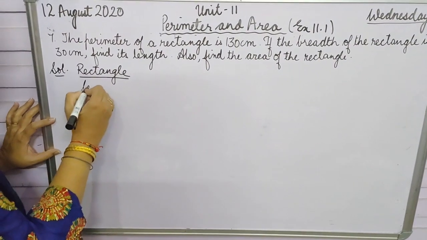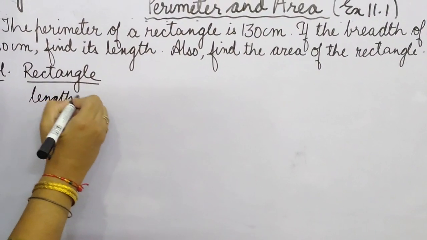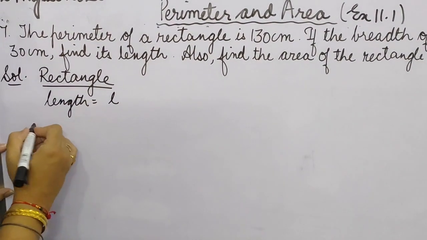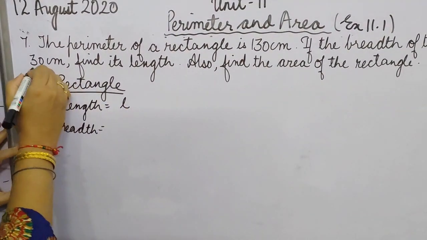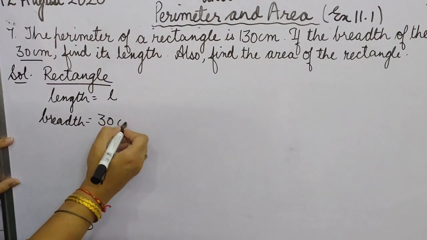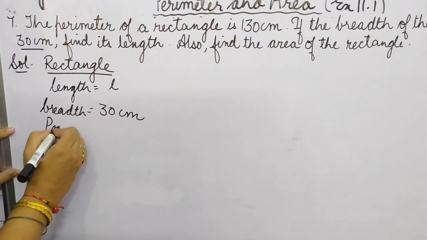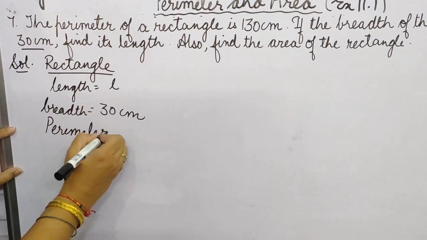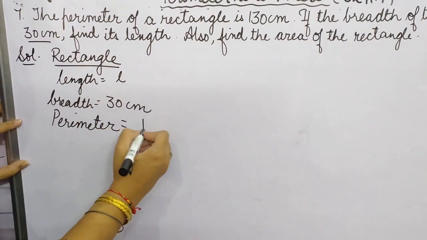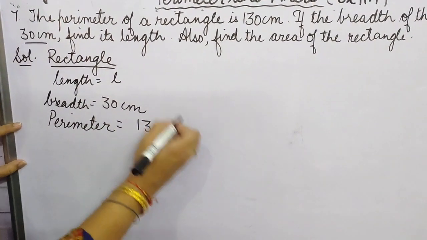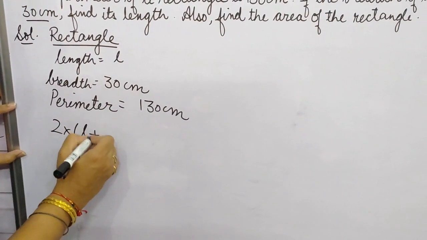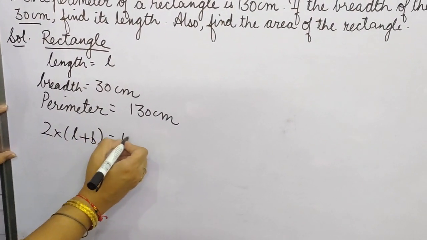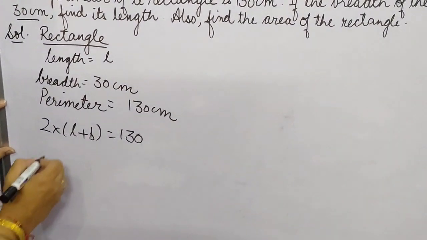Now, how much is the length? Length is not given to us. Let us take it to be L. How much is the breadth of the rectangle? It is given to us, 30 centimeter. And another thing which is given to us is the perimeter of the rectangle, and it is 130 centimeter. Now what is the formula to calculate perimeter? We all know, 2 into (L plus B). So this is equal to 130.